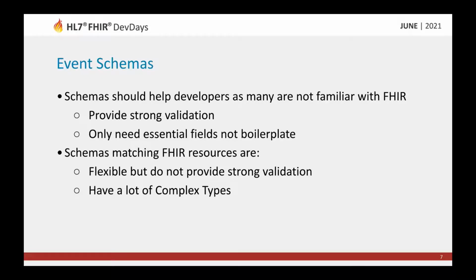When we defined schemas that exactly matched FHIR resources, we found that type validation was too loose, as there are many optional and choice type fields. There's also a lot of nesting and setting of boilerplate values, which did not meet our goal of being easy to follow.